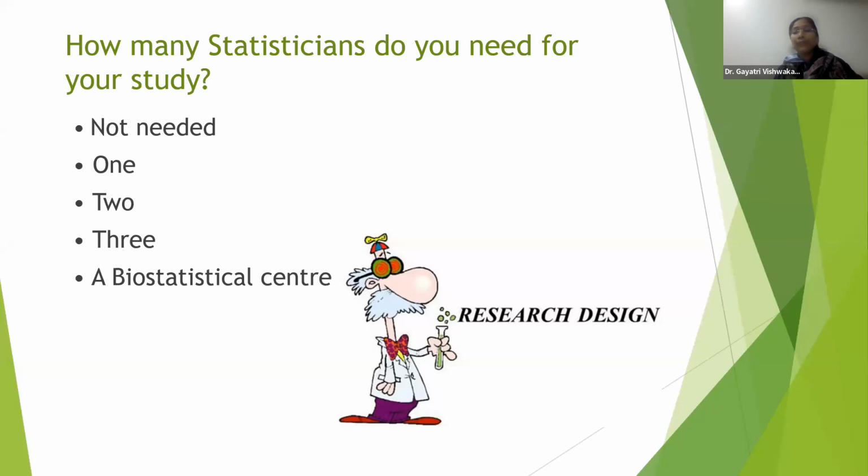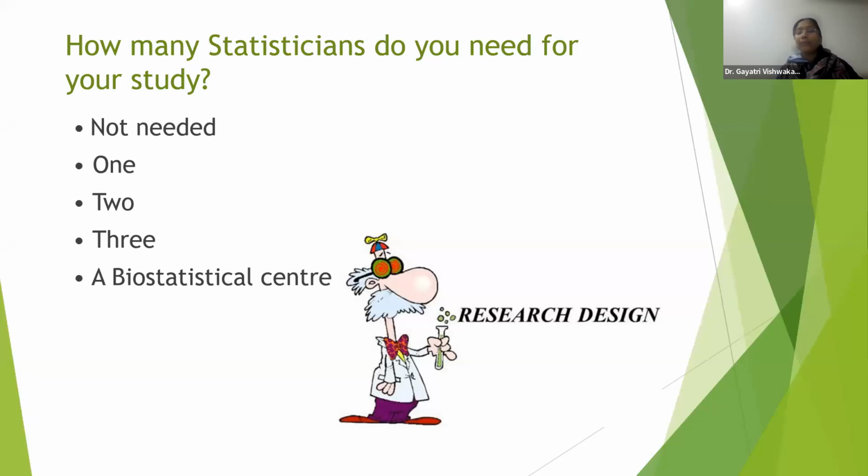Now, if you are doing clinical trials, that means an interventional study, then you might need 2 and 3. If you are aware of good clinical practice, in that guideline the names of the statisticians are already mentioned. One is a trial statistician, another is an independent statistician, or in other terms a blinded statistician and an unblinded statistician. So you require that if you are doing an intervention study.